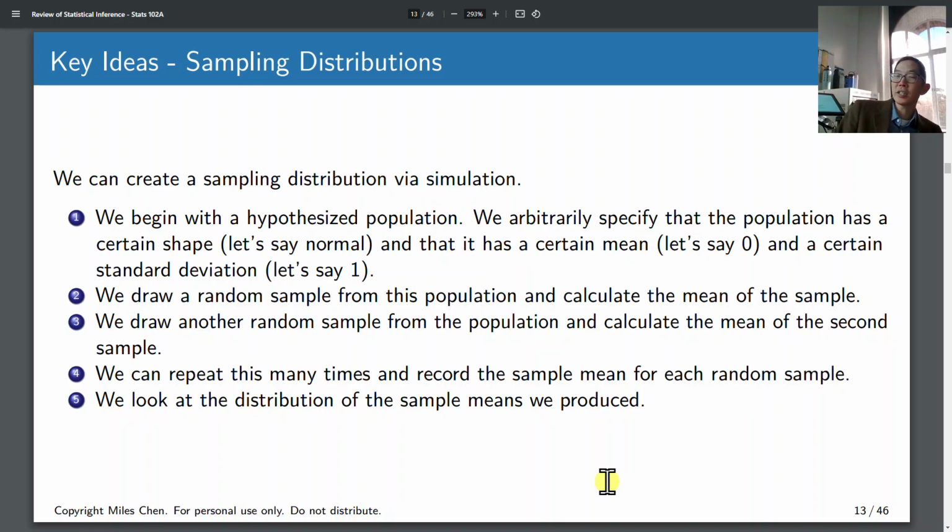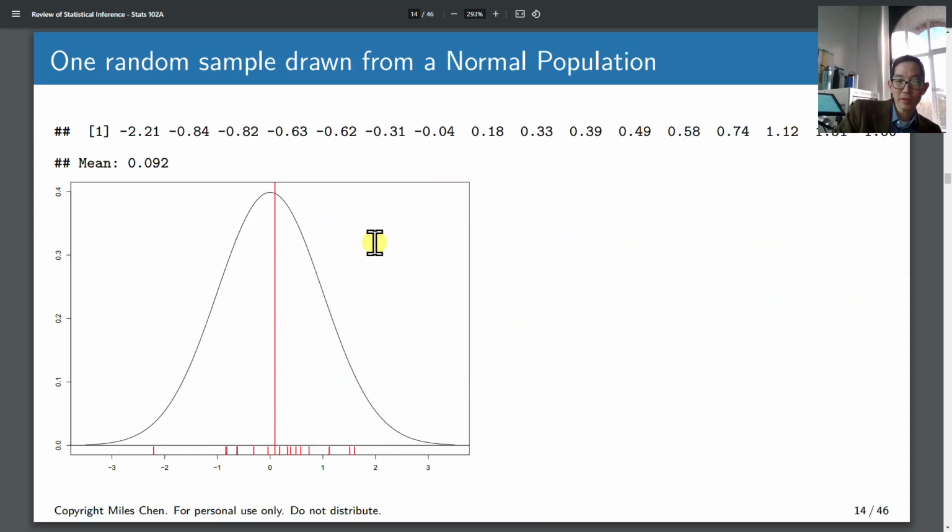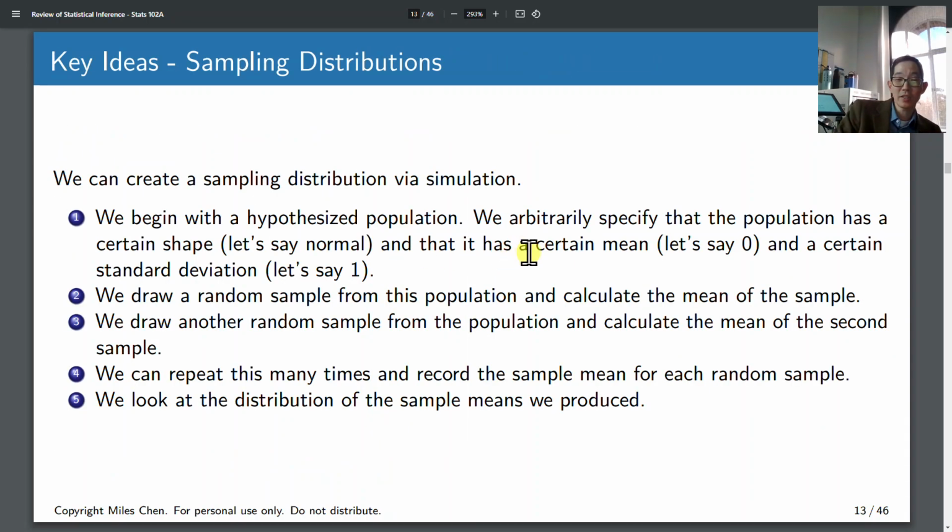Okay, we can simulate a sampling distribution. We start off with some arbitrary population. I think I did just a standard normal population where the mean is 0 and the standard deviation is 1, but we could specify any kind of population we want. It doesn't have to be normal. You just have to specify some kind of population.